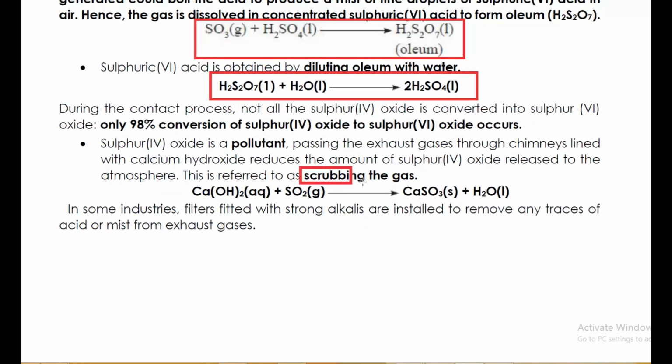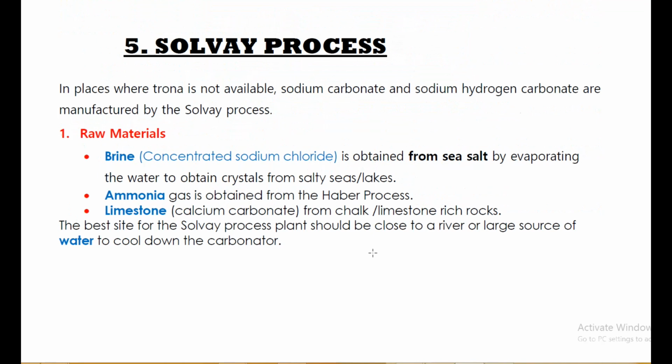We remove it by doing what we call scrubbing of sulfur 4 oxide. How do we do scrubbing of sulfur 4 oxide? We react the sulfur 4 oxide with calcium hydroxide, where it is going to form calcium sulfite and water. And by so doing, we remove that. We avoid sulfur 4 oxide going into the atmosphere. That is why this process is called the scrubbing of the gas.